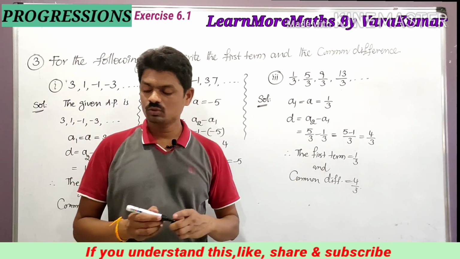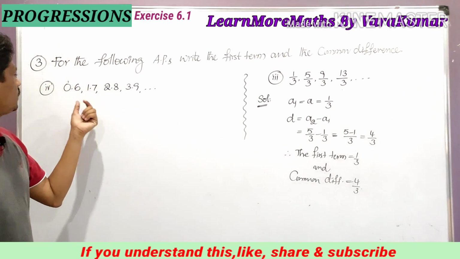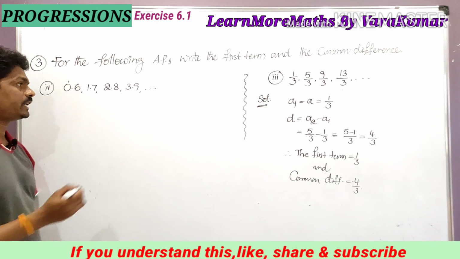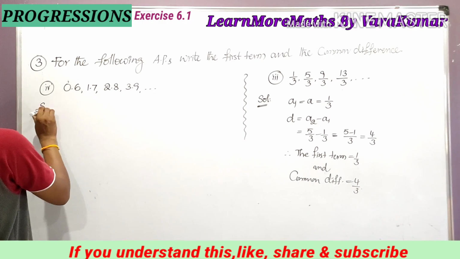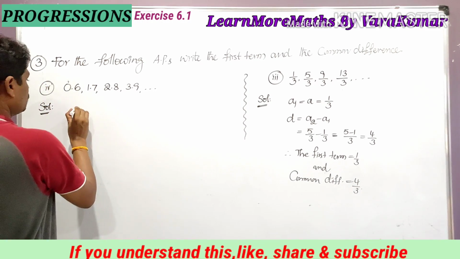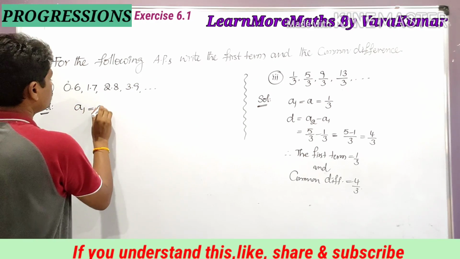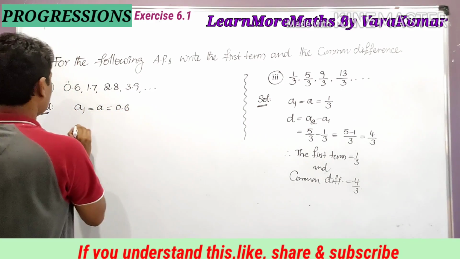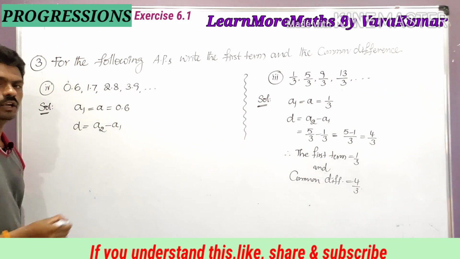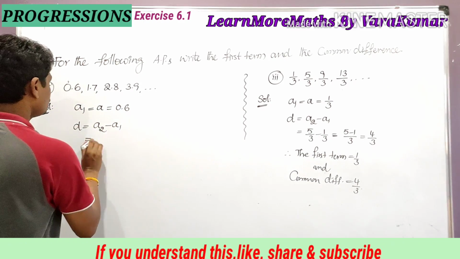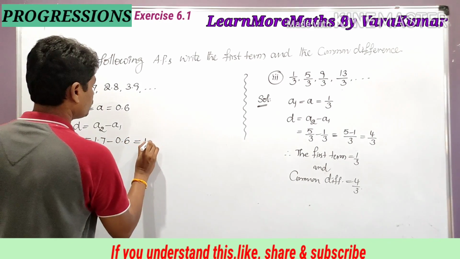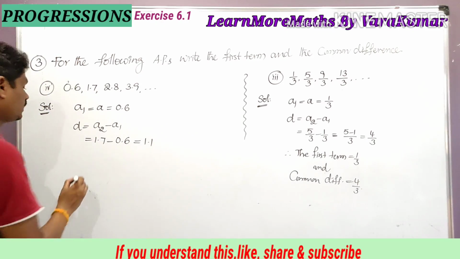So this is the third bit, student. This is the fourth bit: 0.6, 1.7, 2.8, 3.9 and so on. This is the given AP. Again you have to find the first term and the common difference. So the first term is A1, which is A, that is 0.6, and the common difference D is equal to A2 minus A1. So here A2 is 1.7 minus A1 is 0.6. 1.7 minus 0.6 is 1.1.